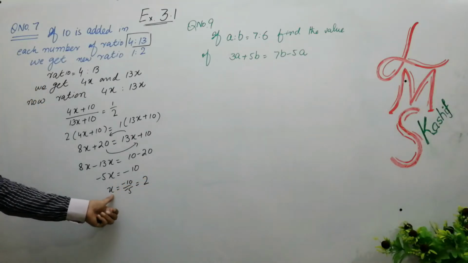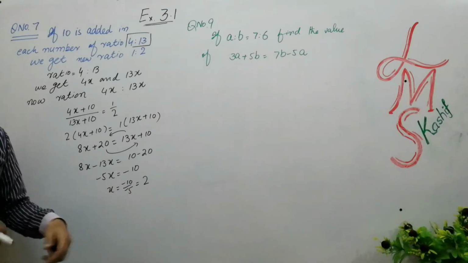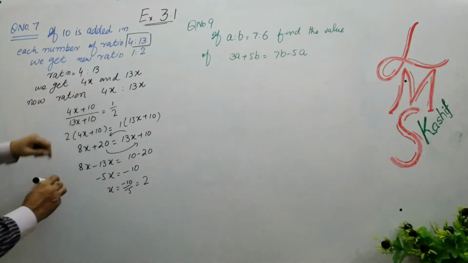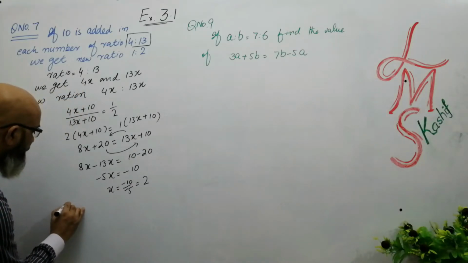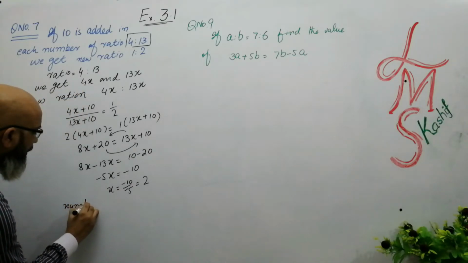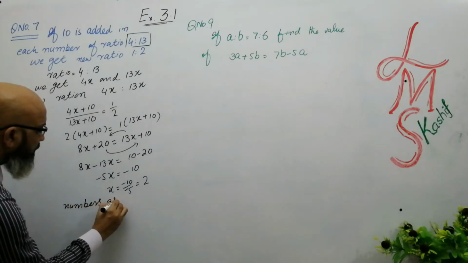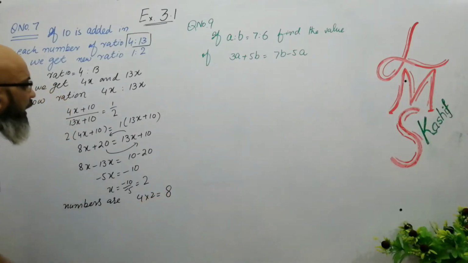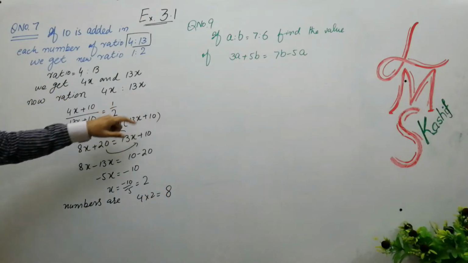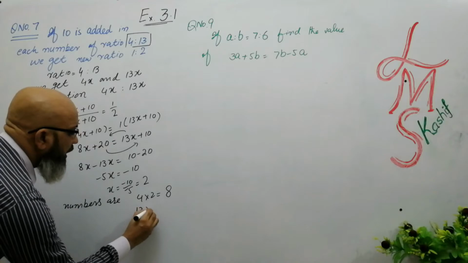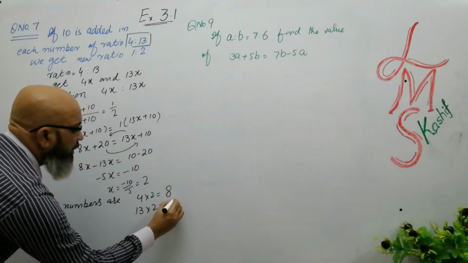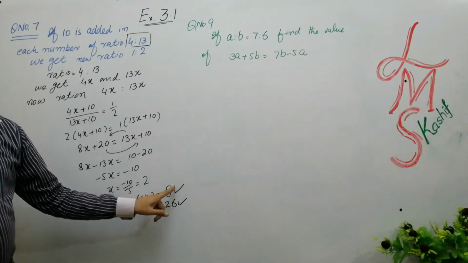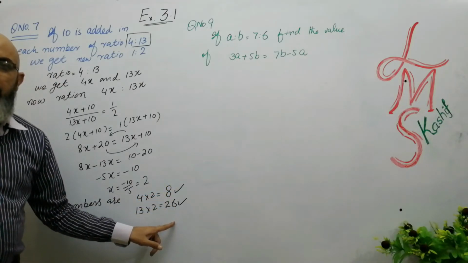Means what is the value of x? 2. So what are the numbers? We get the numbers 4x, means our numbers are 4 multiplied by 2, that is equal to 8, and second one is 13. So 13 multiplied by 2 is equal to 26. So our required numbers are 8 and 26.